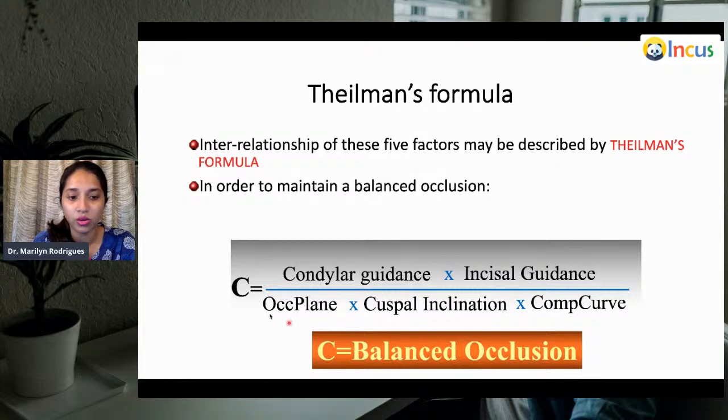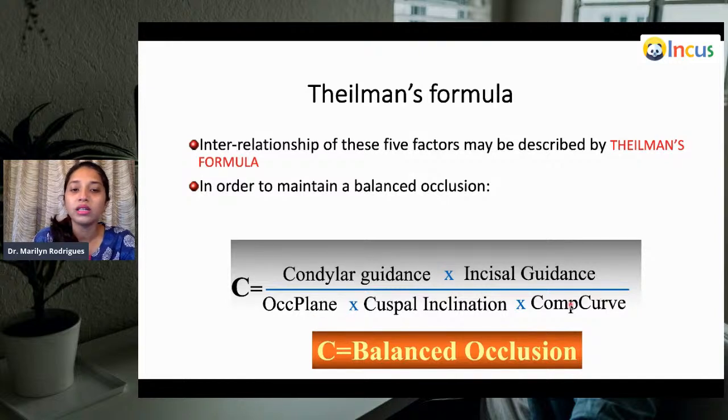C is your balanced occlusion. So balanced occlusion is equal to condylar guidance times incisal guidance, divided by occlusal plane times cuspal inclination times compensating curve. Now this is not a mathematical formula as such, in that if you put your values in these places, you will not get the answer for your balanced occlusion or cuspal inclination. Basically, what he's trying to say is that occlusal plane, cuspal inclination and compensating curves are inversely proportional to your incisal guidance and condylar guidance, and directly proportional to each other.